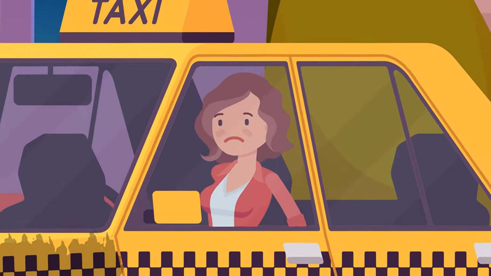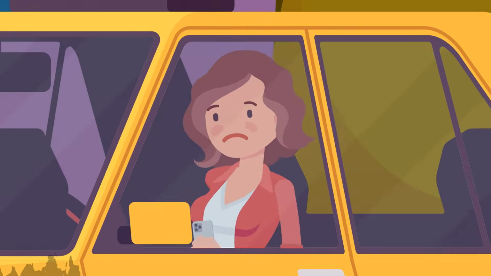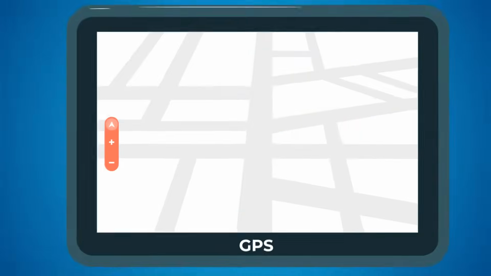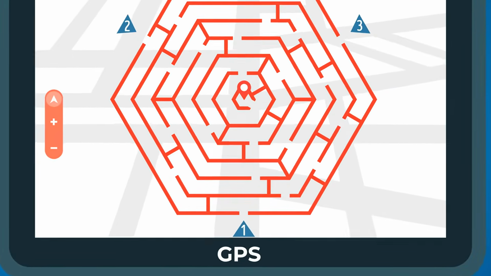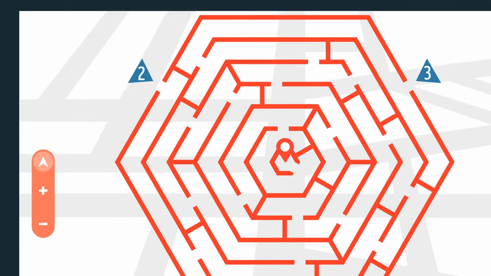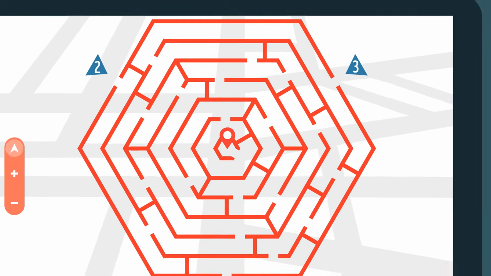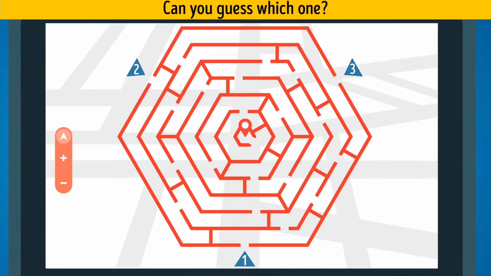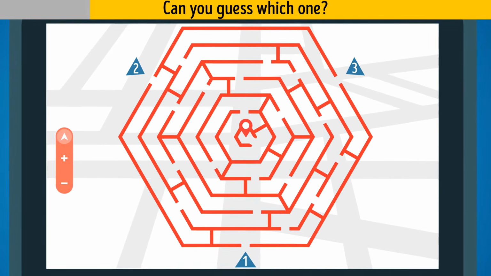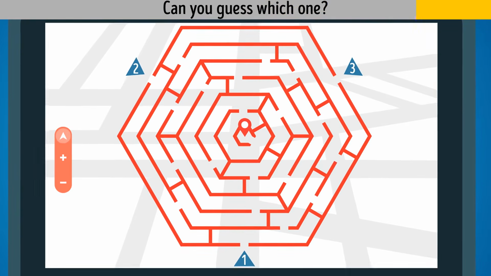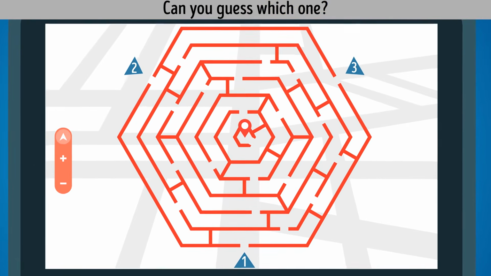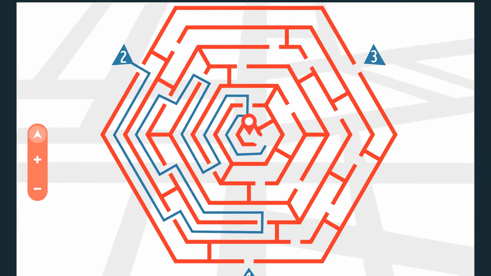Sally is feeling much better and she gets back to work. She needs to pick up her client at a restaurant. Her app offers 3 possible routes, but only one of them will actually bring her to the desired destination. Can you guess which one? Sally should choose the second route.